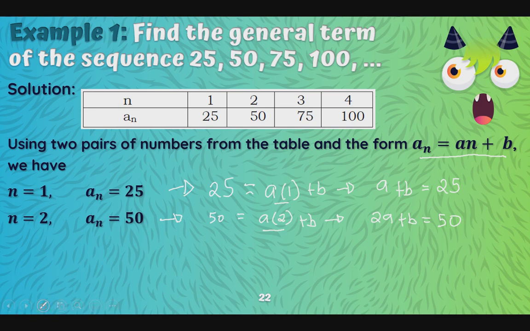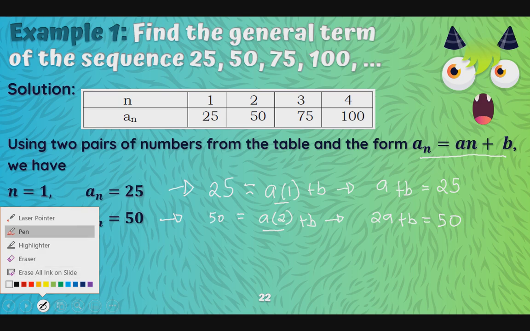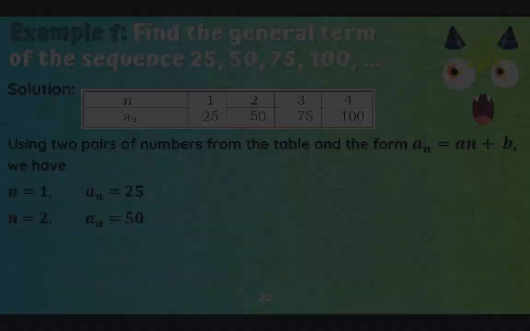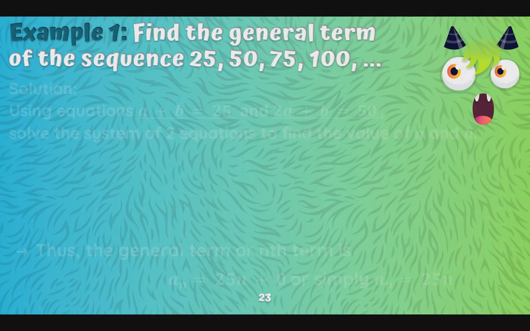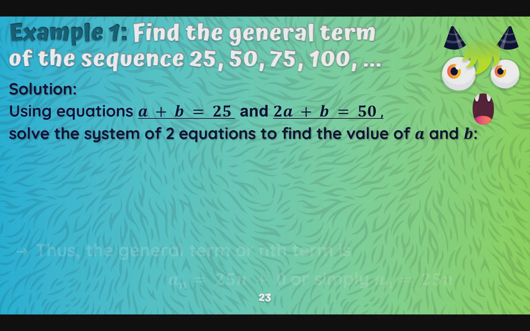So, ayan, meron po tayong dalawang equation na nabuo. Kailangan hanapin natin yung value ng ating a at b. So, paano? Given yung dalawa nating equation, hanapin natin yung value ng a and b using system of linear equations. Gawin lang natin itong mas malaking equation, i-minus lang natin itong mas maliit dun sa mas malaki. So, meron tayong 2a plus b is equal to 50. Yung mas maliit na equation ay a plus b is equal to 25. Ngayon, mag-minus tayo.